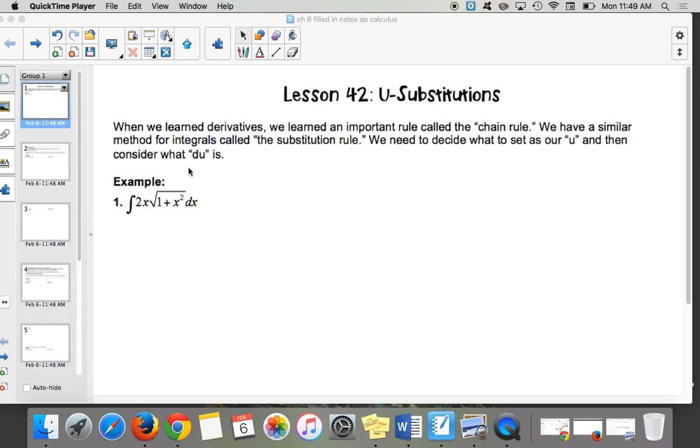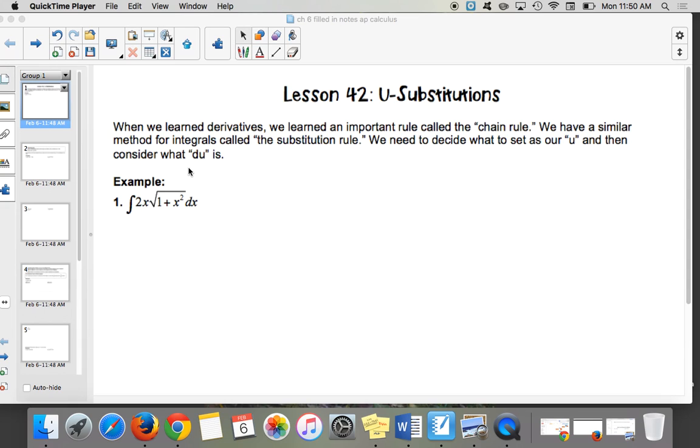Something called U-Substitutions. I told you before that when you learned the chain rule, it was super, super important. Every year someone is absent on chain rule day, and then it seems like they never catch up because we use the chain rule all the time. So this is the lesson that if you're ever absent for, it's going to be a disaster. So you guys are all here today.